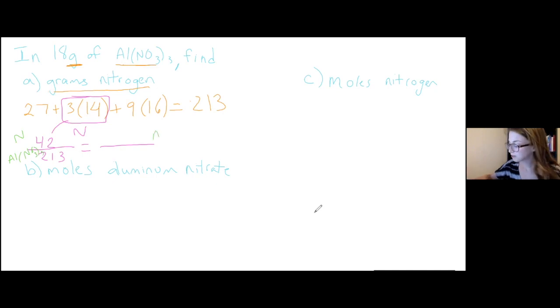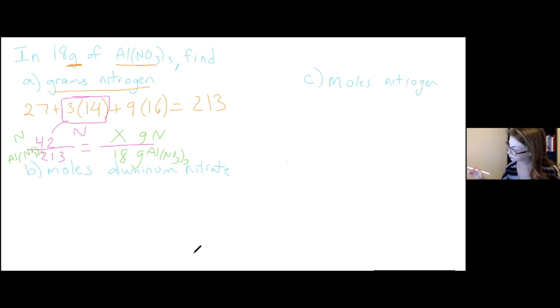So on the other side of my proportion, I'm still going to have nitrogen and aluminum nitrate. But instead of being their molecular weights, I'm going to have their grams, grams of nitrogen and grams of aluminum nitrate. One of those is going to be missing. One of those is going to be my X that's unknown, and the other one I'll have been given in the question. So going back to the question, we had 18 grams of aluminum nitrate. That's why the 18 goes there. It's the grams of aluminum nitrate. And an X on top will let me solve for nitrogen.